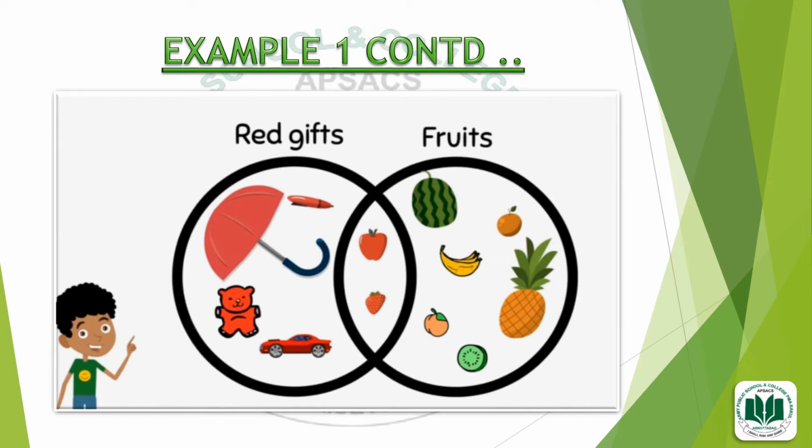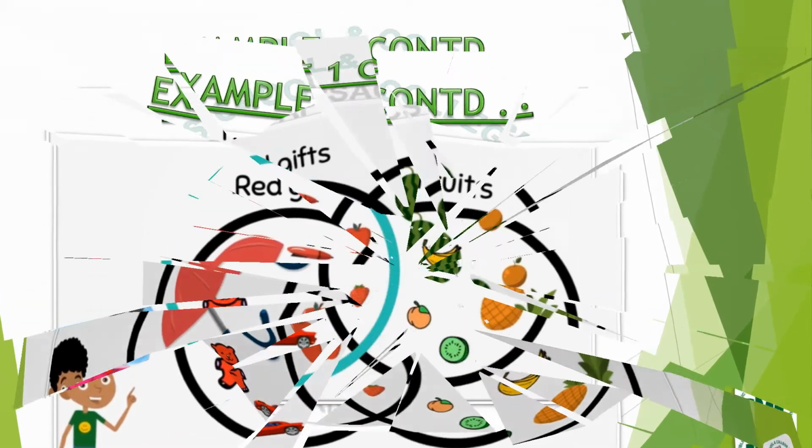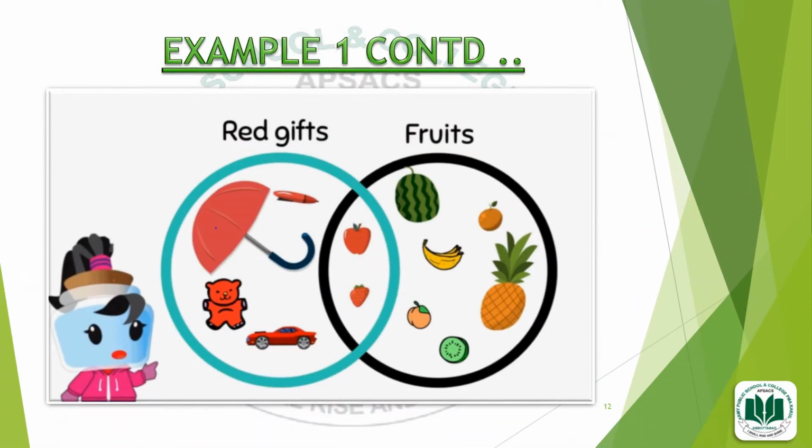What we see now is called a Venn diagram. The items inside the circles are Ivan's presents from his birthday that he wanted to record. Wasn't that fun and easy? Aside from being a way to list down data, we can also use Venn diagrams to interpret and understand the data. Let's look back at Ivan's Venn diagram between the red gifts and fruits.